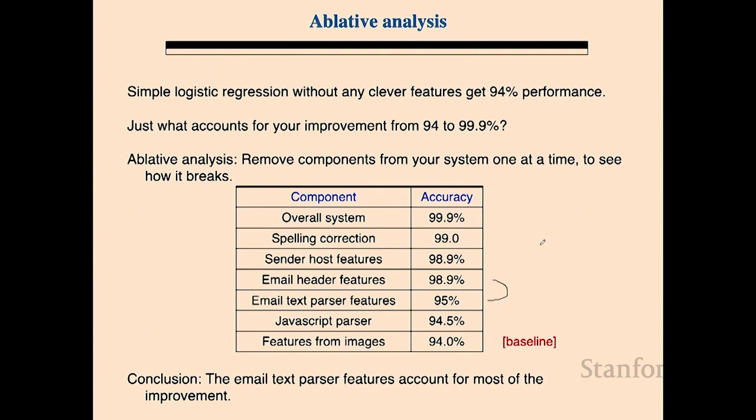So this type of analysis gives you intuition about what's important and what's not, and helps you decide to maybe even double down on text parser features, or maybe if the sender host features are too computationally expensive to compute, tells you maybe you can just get rid of that without too much harm. And also, if you're publishing a paper or sending a report, this gives much more insight to your report. Okay? All right. So that's it for error analysis and ablative analysis. I hope this was useful for your class projects as well.